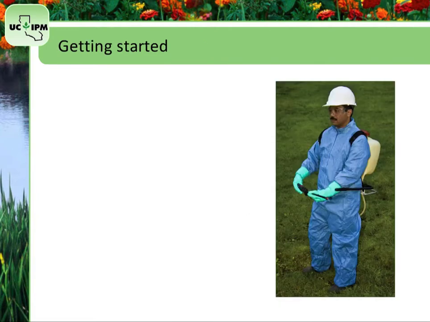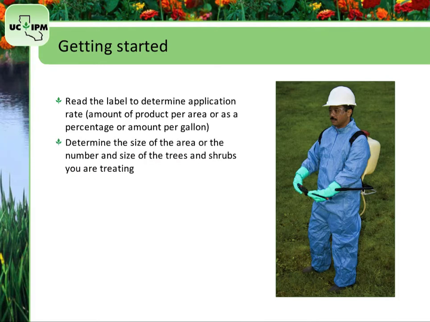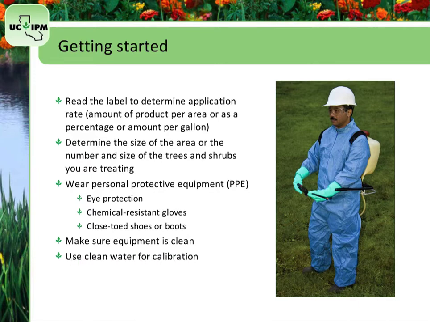After you assemble the tools you need, read the pesticide label to determine the application rate. It may be stated as an amount of product per area. It can also be stated as a percentage or amount per gallon. Determine the size of the area or the number and size of the trees and shrubs you are treating. Be sure to wear personal protective equipment or PPE, including eye protection, chemical-resistant gloves, and closed-toed shoes or boots to protect yourself from spills or residues. Make sure the equipment is cleaned and use clean water when calibrating liquid pesticide equipment.